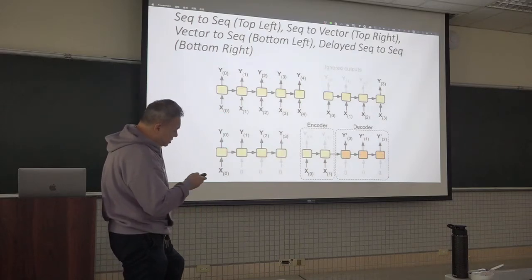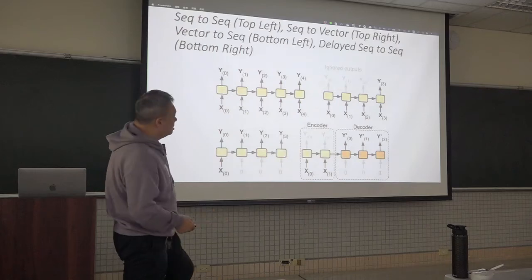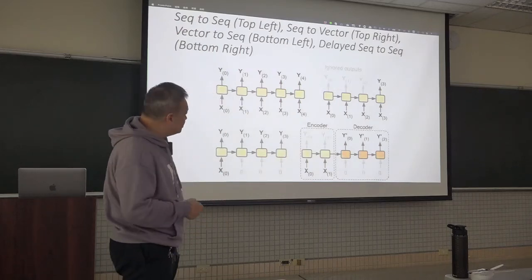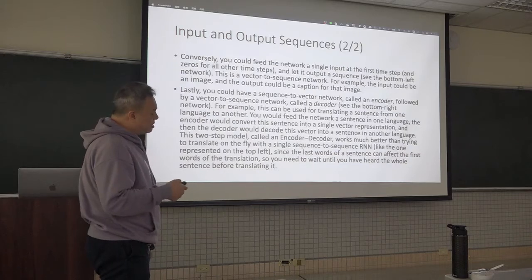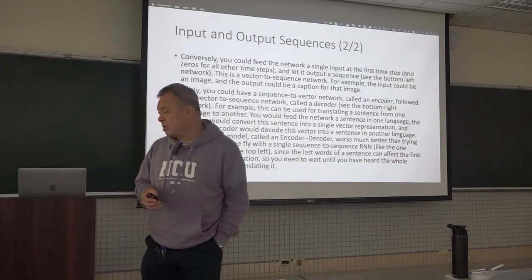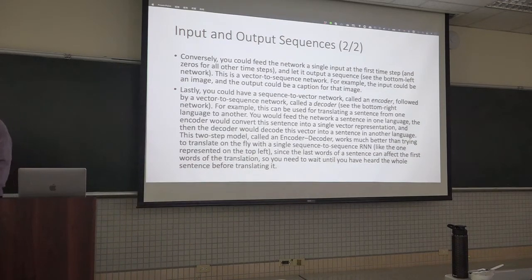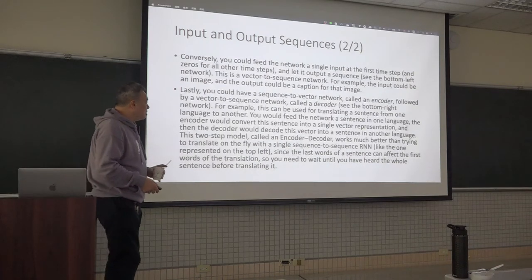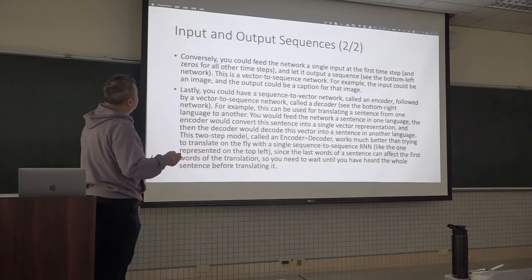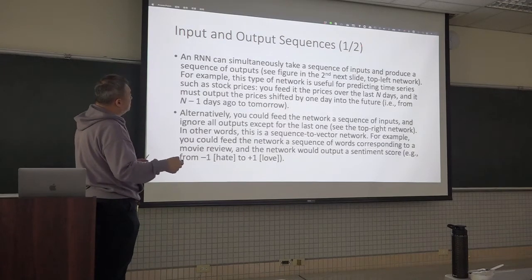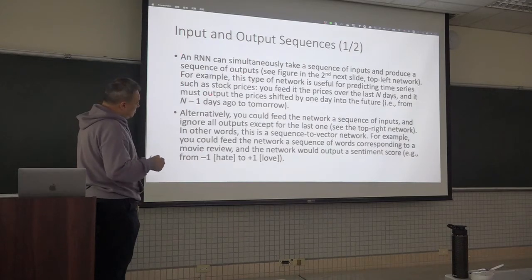So we have these 4 commonly seen architectures. I'm not saying RNNs only have these 4 types, but these 4 types are the most commonly seen RNNs. The first one takes a sequence input and produces a sequence output. In what applications do we use this?